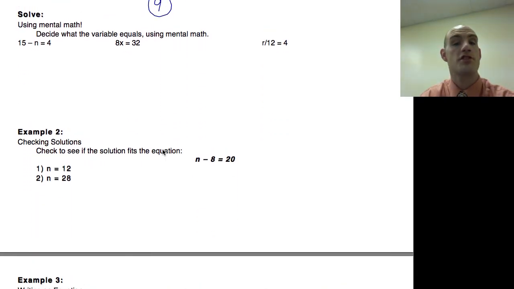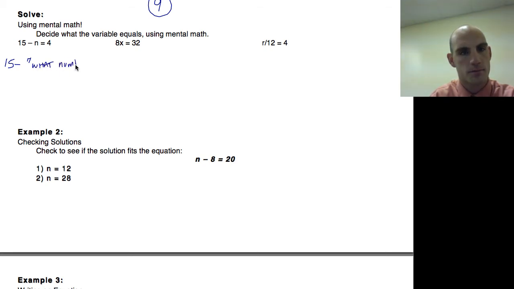Another way to solve equations would be to use mental math. In the previous case, we said make sure you show your work. In this one, we're going to use our mental math powers. A way to do this is whenever you have a variable, you can think about it as what number. So 15 minus what number is 4? Well, obviously, if we subtract 11, 15 minus 11 equals 4. So n is equal to 4.